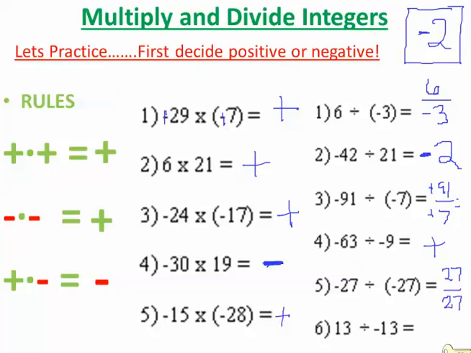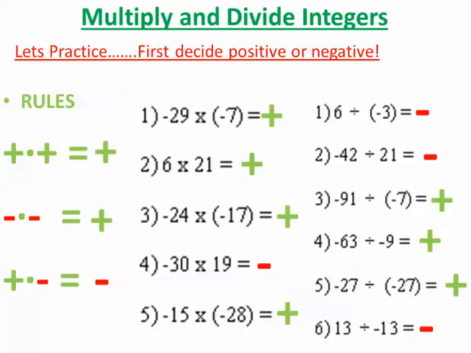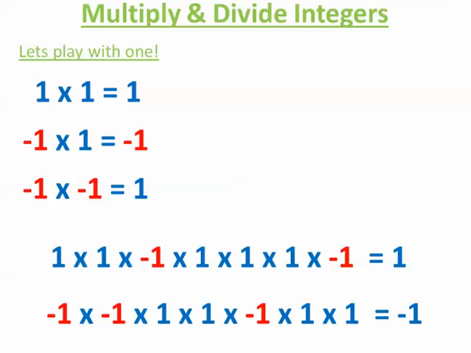27 divided by 27, in case that bothers anybody, the negatives go away, and the 27s reduce to 1, so that's just 1. Whereas 13 divided by negative 13 is negative 1. You'll need to practice those and keep them separate from when you're combining integers. And I just put in a quick slide for what the actual answers were.